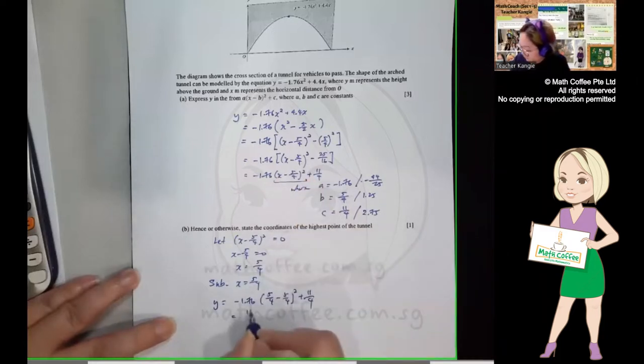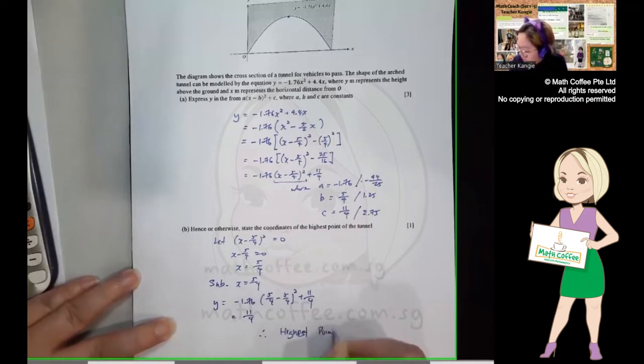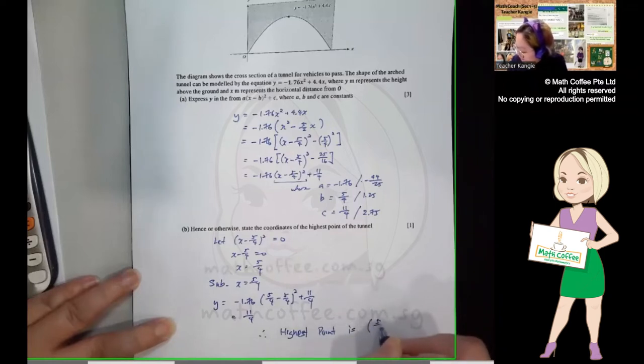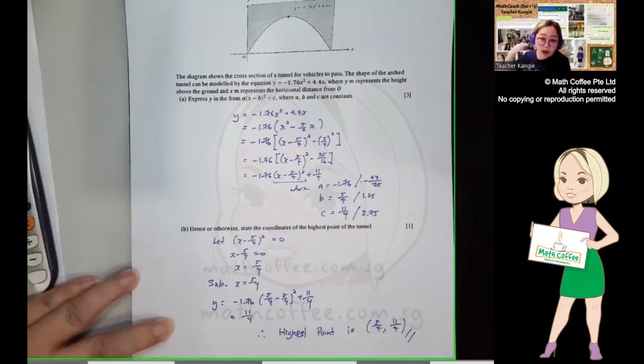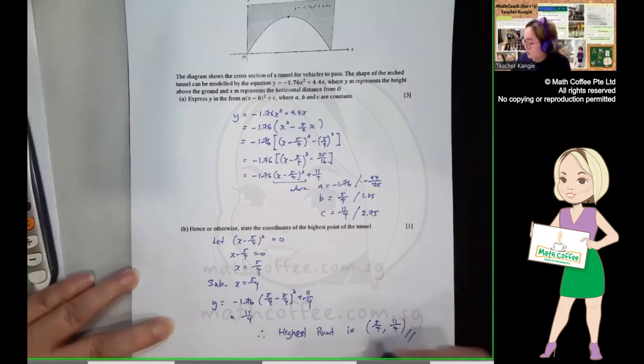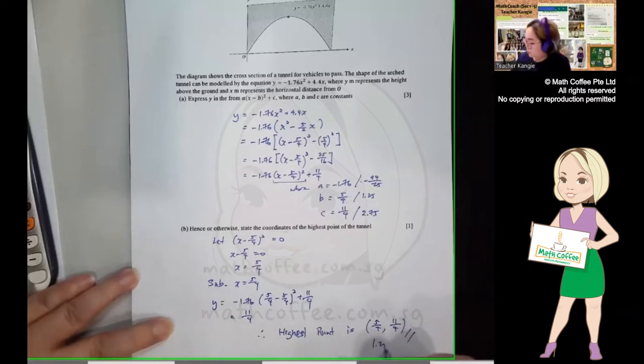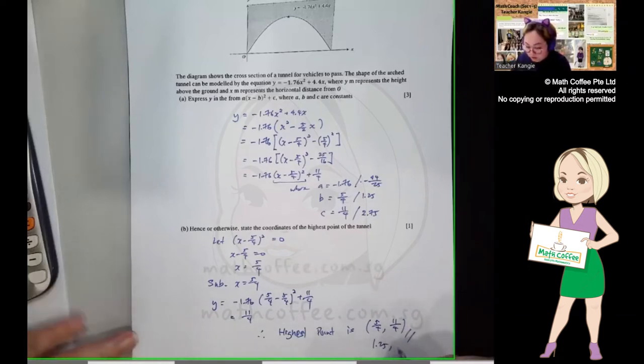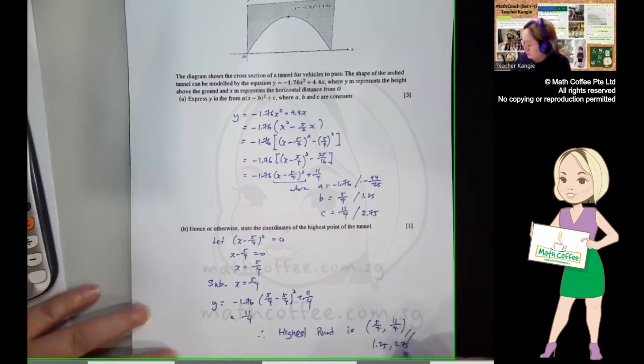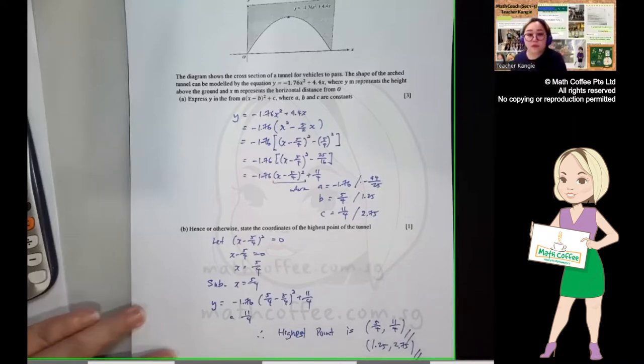Okay? So therefore, my highest point is: the x is 5 over 4, and the y is 11 over 4. So that is my highest point. If you want to put it in decimal, it's also fine. You can put it as 1.25 comma 2.75, that is also fine.